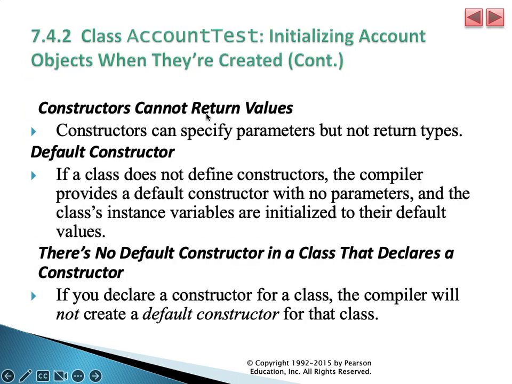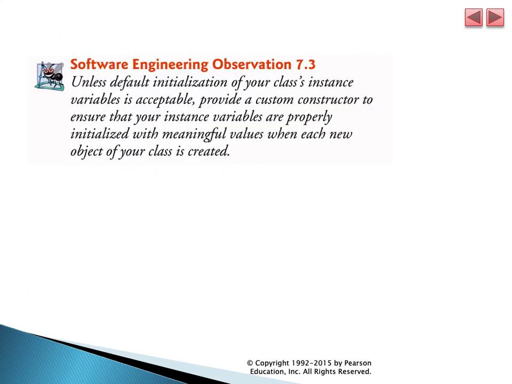So a constructor cannot return values. Java will make a default constructor for you. If a class does not define a constructor, the compiler will provide a default constructor with no parameters, and the class instance variables are initialized to their default values. There is no default constructor in a class that declares a constructor. If you create your own constructor, Java will not create a default constructor for you. Okay? As we saw in the code.